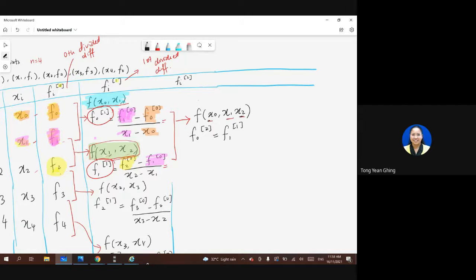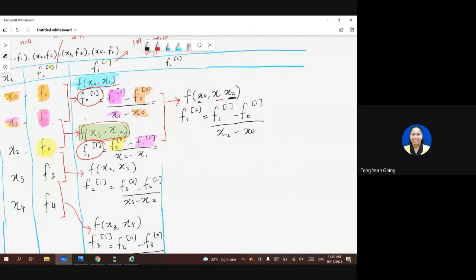f1, 1 minus f0, 1. Divide by, ini kat sini lah. Kita consider x0 sampai x2 kan. Jadi x2 minus x0. Tak keluar. Boleh.